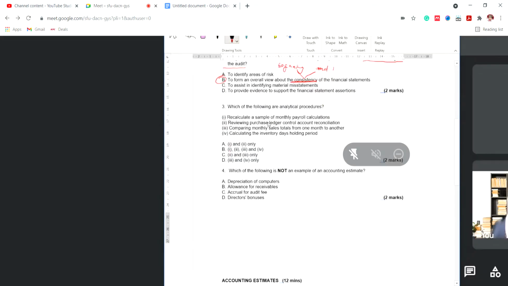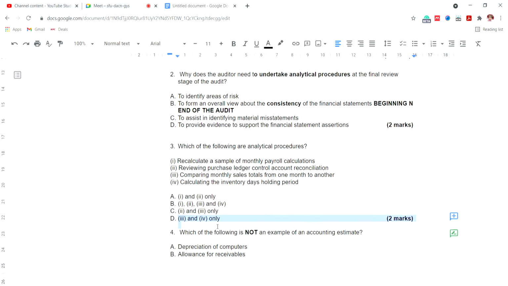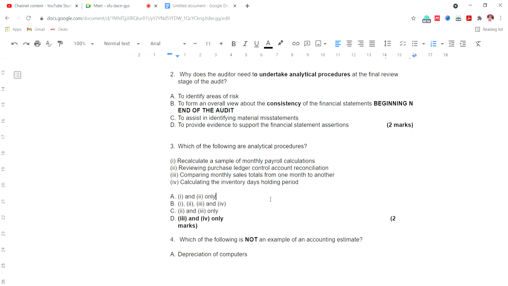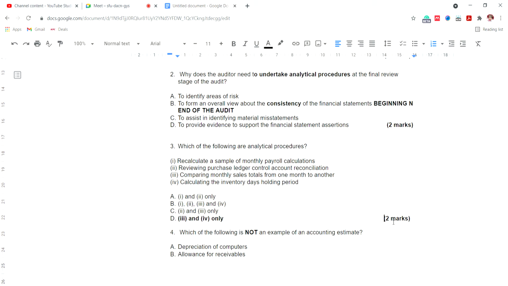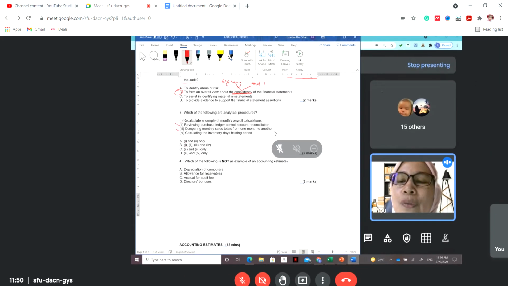So which of the following are analytical procedure? First, recalculate a sample of monthly payroll calculation. Second, reviewing purchase ledger control account reconciliation. Third, comparing monthly sales totals from one month to another. Last, calculating the inventory days holding period. The answer is C, 2 and 3 only. 2 and 3.